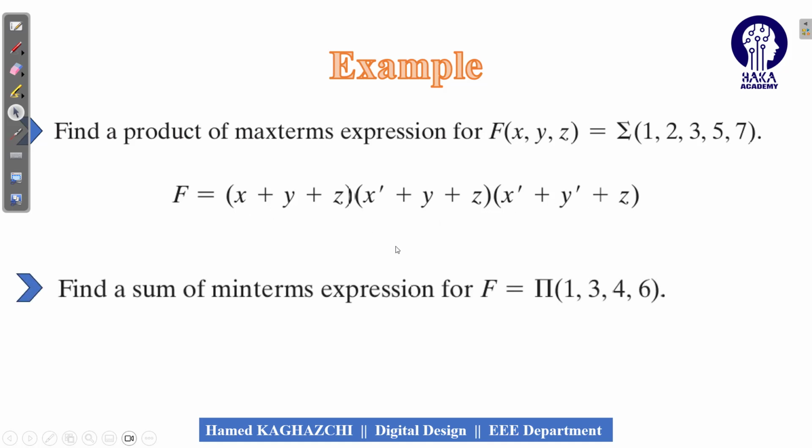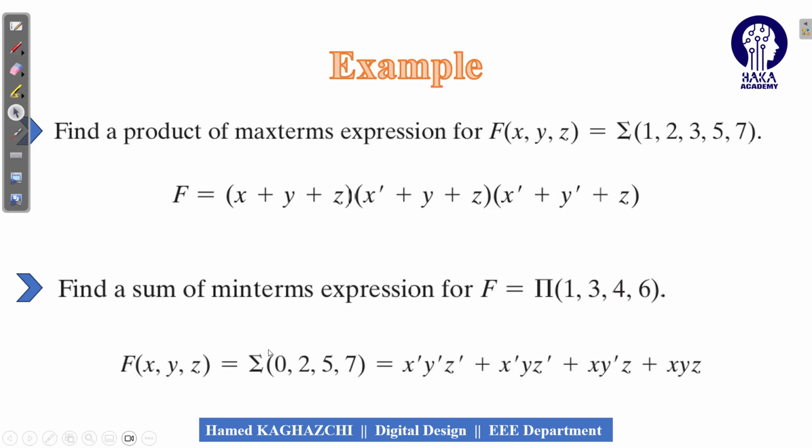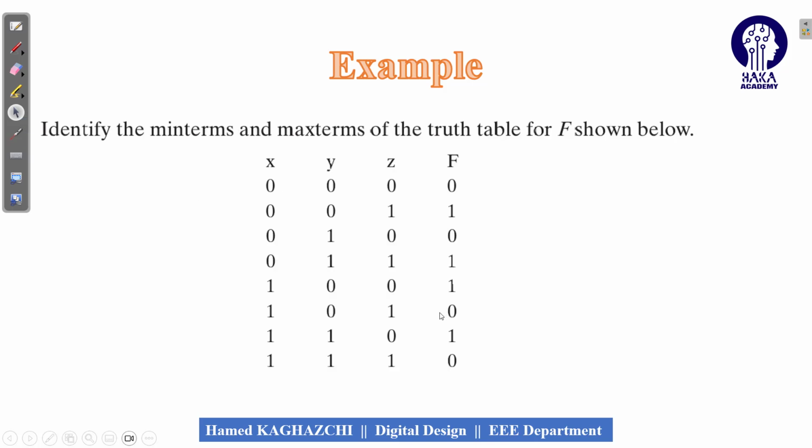If we want to have the minterm expression of this one, again we say that the missing numbers, which are 0, 2, 5, and 7, are the summation, and the corresponding expression of 0 is x prime y prime z, the corresponding of 2 is x prime y z prime, up to the end. So this is the meaning of minterm and max term.